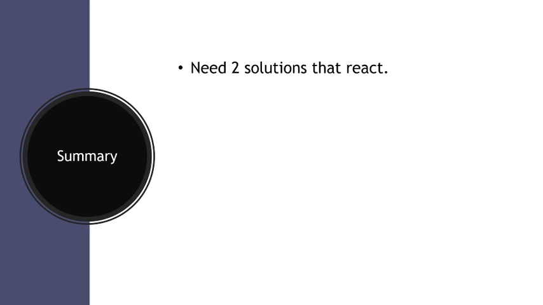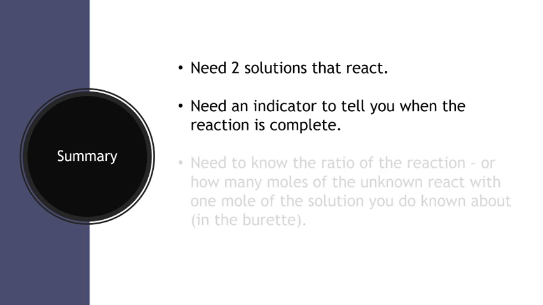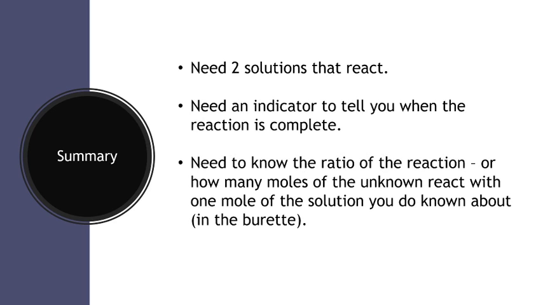So, summary: titration, you need a couple of solutions that react, you need an indicator to tell you when the reaction is complete, and you need to know the ratio of the reaction, or how many moles of the unknown react with 1 mole of the solution you do know about, which is in the burette.